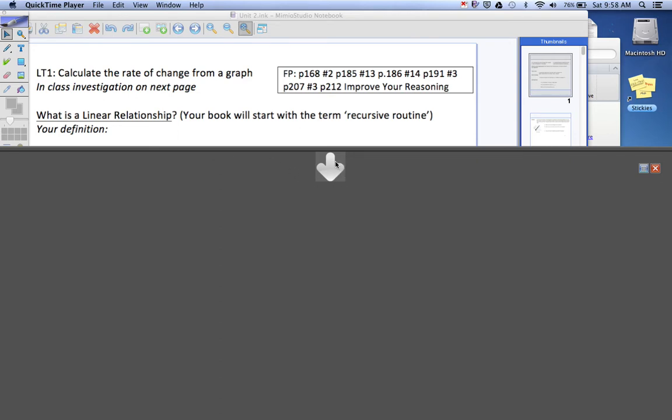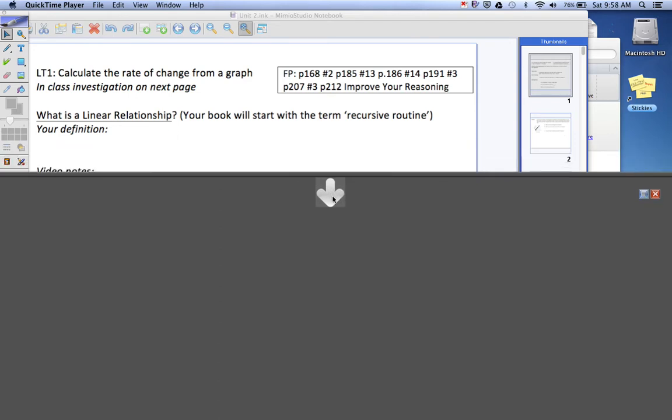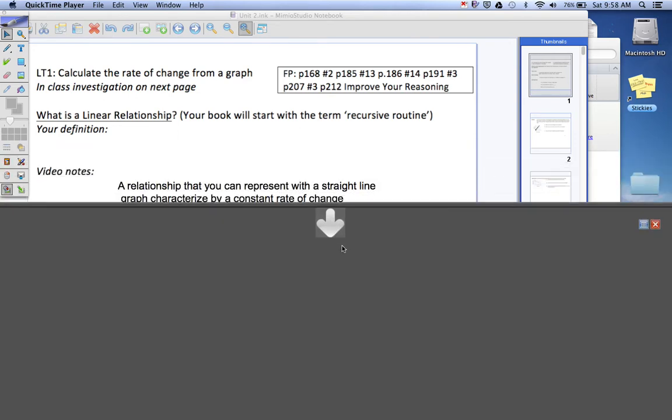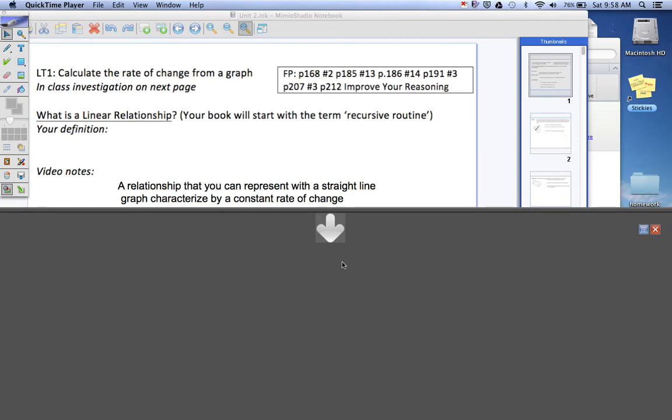Okay, so now let's do our class definition of this. Our class definition is going to be a relationship that you can represent with a straight line graph characterized by a constant rate of change. So we all know what a straight line graph looks like, and it's moving up by a constant rate of change. And what we mean by that is if I have a value in my x that moves, my y is also going to move.